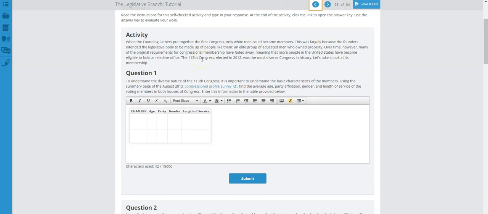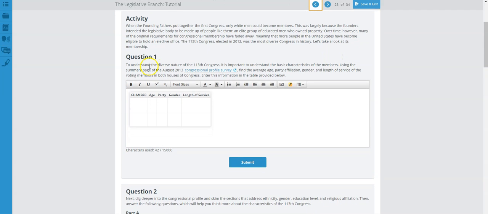Now, the activity part. When the Founding Fathers put together the first Congress, only white men could become members. This was largely because the Founding Fathers intended the legislative body to be made up of people like them, an elite group of educated men who own property. Over time, however, many of the original requirements for congressional membership have faded away, meaning that more people in the United States have become eligible to hold an elective office. The 113th Congress elected in 2012 was the most diverse Congress in history. Let's take a look at its membership.